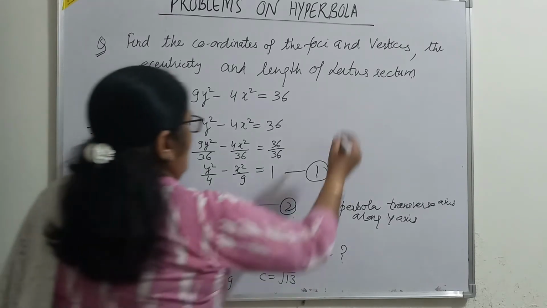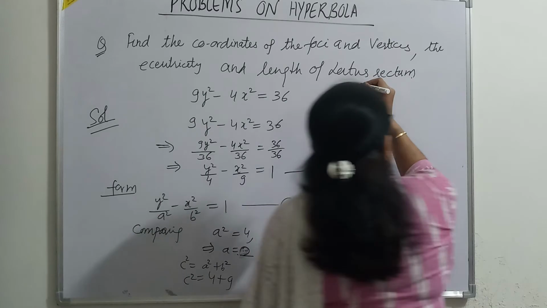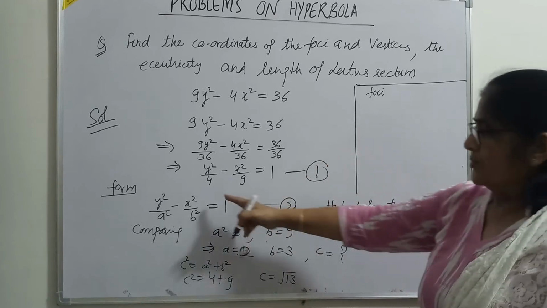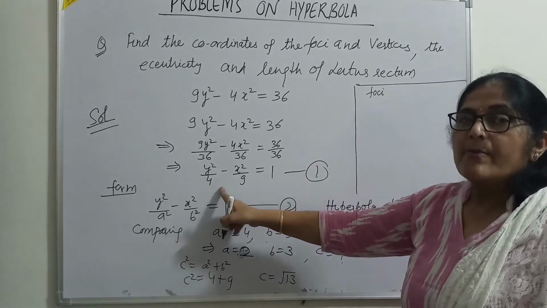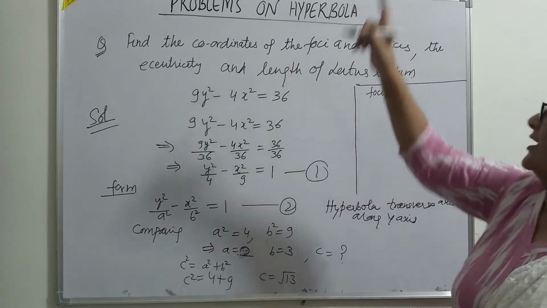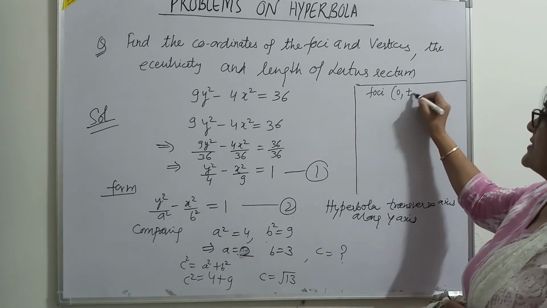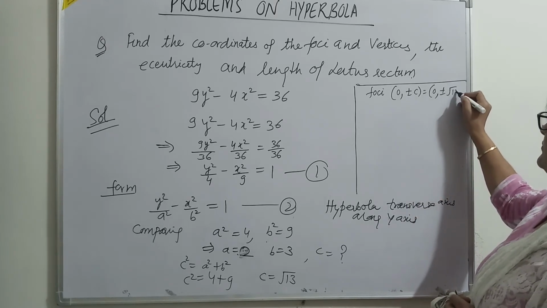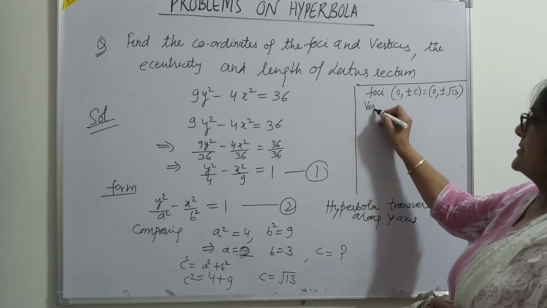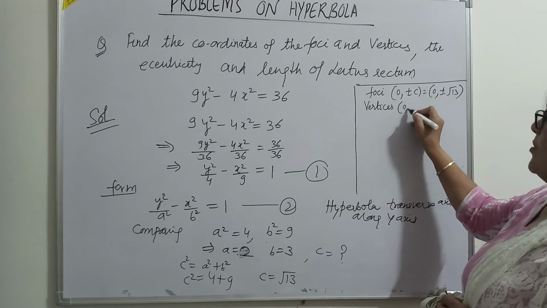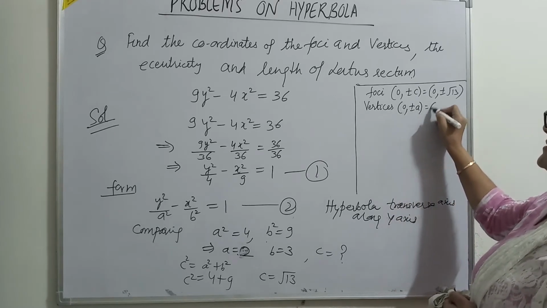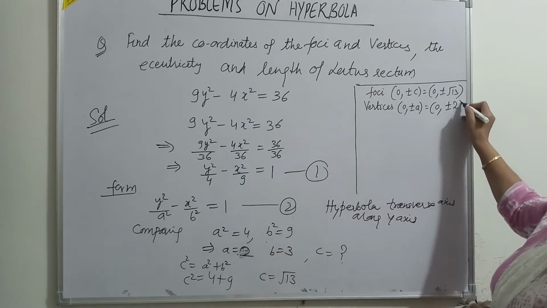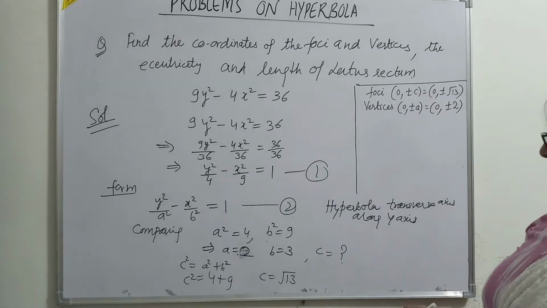Now, what do we have to find? Foci. As you know, in this form the foci lie on the y-axis. So the foci are 0, plus minus c. That means 0, plus minus root 13. Vertices are 0, plus minus a. What is a? a is 2. So plus minus 2.